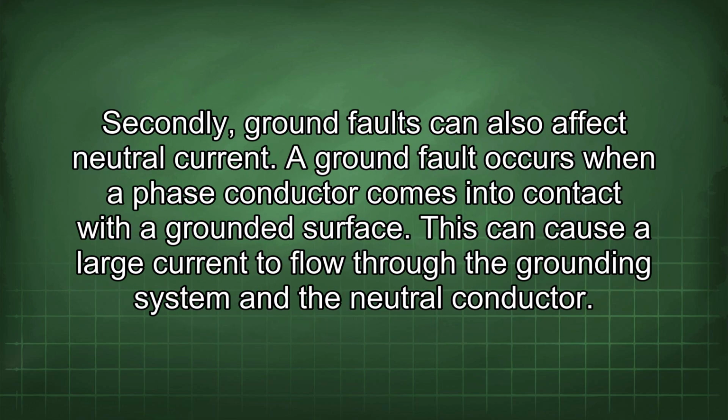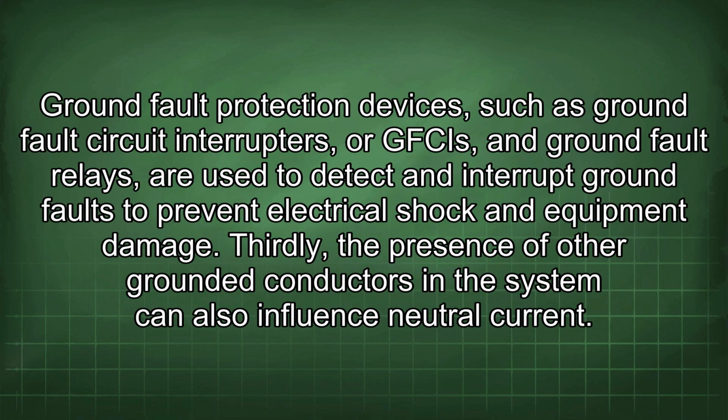Secondly, ground faults can also affect neutral current. A ground fault occurs when a phase conductor comes into contact with a grounded surface. This can cause a large current to flow through the grounding system and the neutral conductor. Ground fault protection devices such as ground fault circuit interrupters, or GFCIs, and ground fault relays are used to detect and interrupt ground faults to prevent electrical shock and equipment damage.